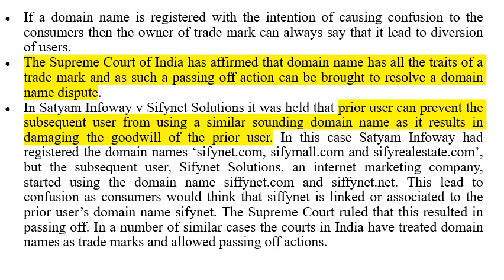So you can see that in different cases, the courts in India have treated domain names as trademarks and have allowed passing off actions, right? Yahoo Incorporation versus Akash Arora and Satyam Infoway versus Sifinet Solutions are certain landmark cases in which the Indian courts have decided with regard to the similarity that exists between domain names and trademarks, right? They have decided in favor of domain names being treated as trademarks, and a passing off remedy has been given by the courts, right?